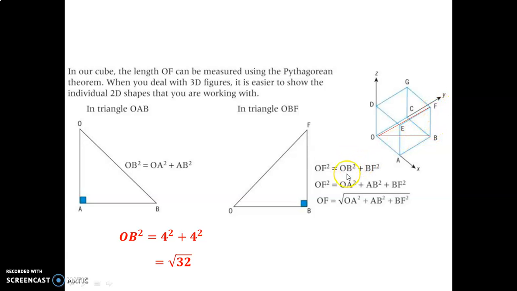And OB squared was the combination of these two, which we had here. So notice that OB became this. And now we can take the root of all that. So that's where that 3D distance formula comes from, the distance formula with the three parts in it. And if you solve it, then it is this. There's the OB part, there's the new part there, the BF, and then we can find the root of that. It's root of 48. Great problem.